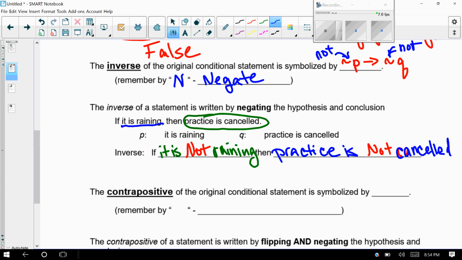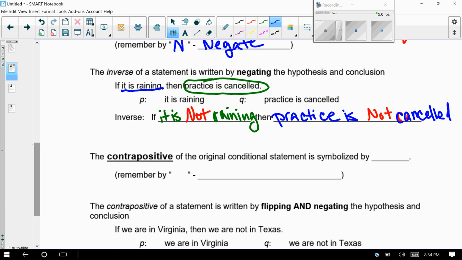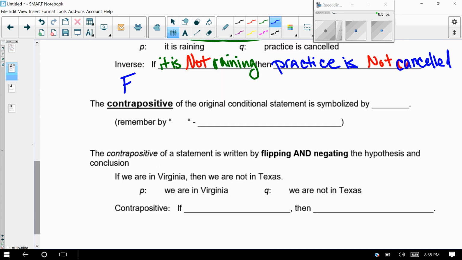Alrighty, cool. Now, the converse can be false, and then the inverse can be false. They go together in pairs. Converse and inverse go together in pairs. So this one says, if it is not raining, practice is not canceled. What if the coach is sick? Practice can be canceled, right? There's other reasons why practice can be canceled. So the inverse can also be false.